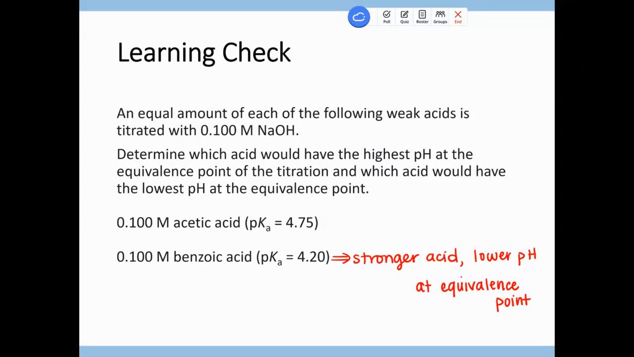Yes, go ahead. Each of them is going to be just slightly lower than one. Yeah, exactly. So the equivalence points of both of these are going to be greater than 7. But this benzoic acid will have a slightly lower pH at equivalence point because it's a stronger acid than this one, comparing the two.